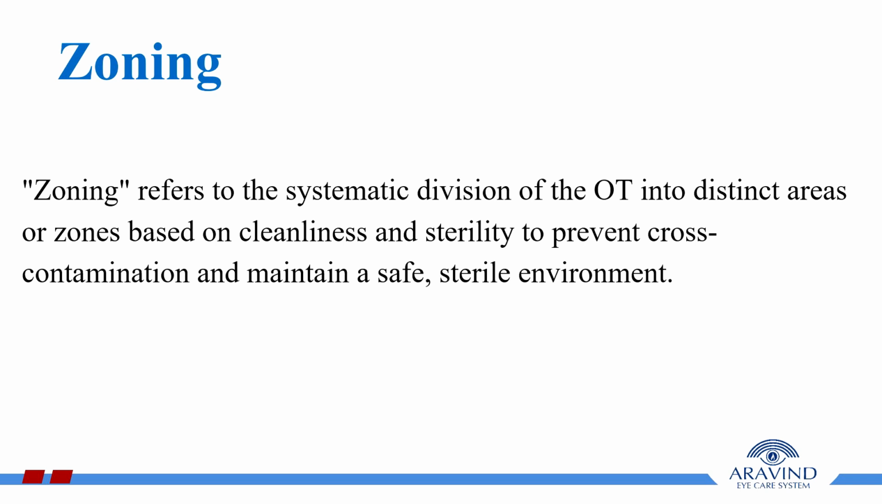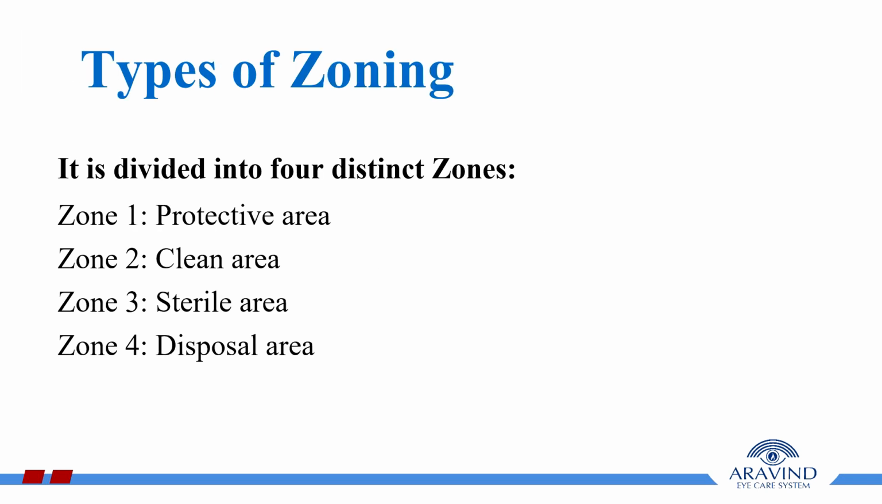Zoning. Zoning refers to the systematic division of the OT into distinct areas or zones based on cleanliness and sterility to prevent cross contamination and maintain a safe sterile environment. Types of zoning. It is divided into 4 distinct zones. Zone 1 protective area, Zone 2 clean area, Zone 3 sterile area, Zone 4 disposal area.